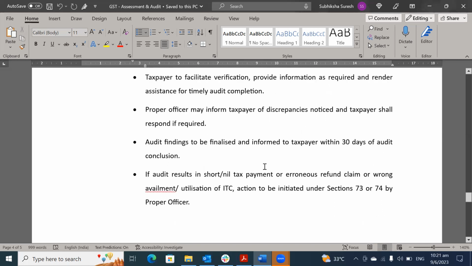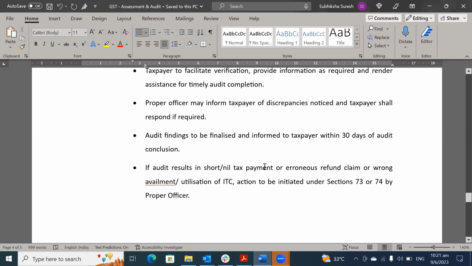If the audit results in any erroneous refund claim or wrong availment or utilization of ITC, action shall be taken as if the assessee has willfully misstated his accounts. Action for claiming wrong ITC shall be initiated.